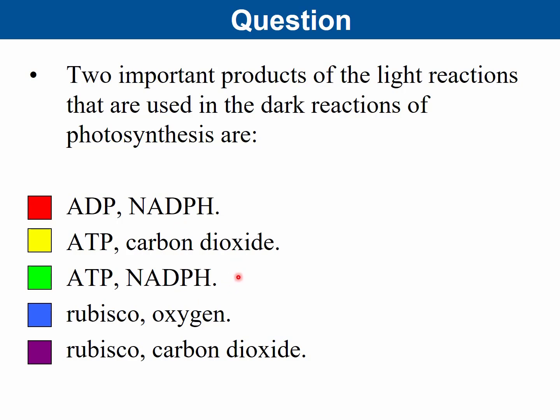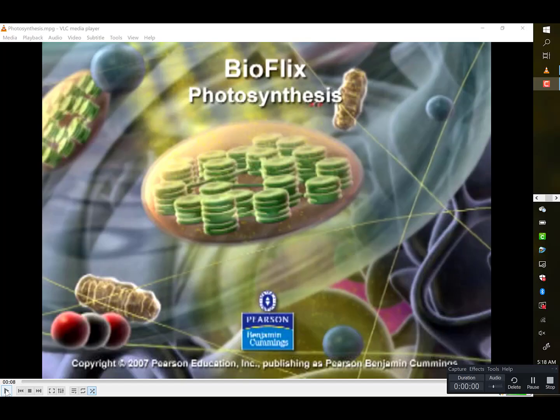It's going to take the electrons that originally came from water and transfer those electrons onto the carbon dioxide to form the sugar. It's not going to be oxygen. Even though oxygen is produced in the light reactions, it's not used in the dark reactions. And so I have a video that I'm going to show you to kind of summarize photosynthesis.